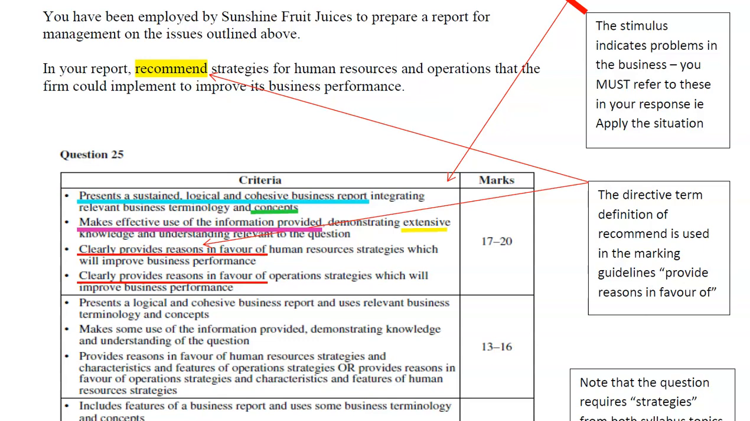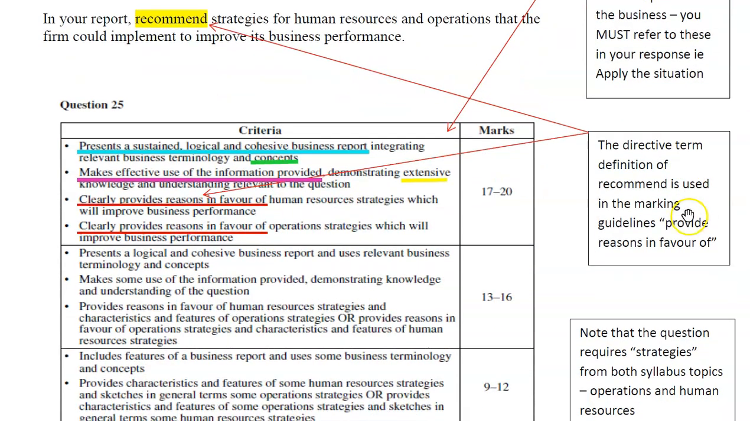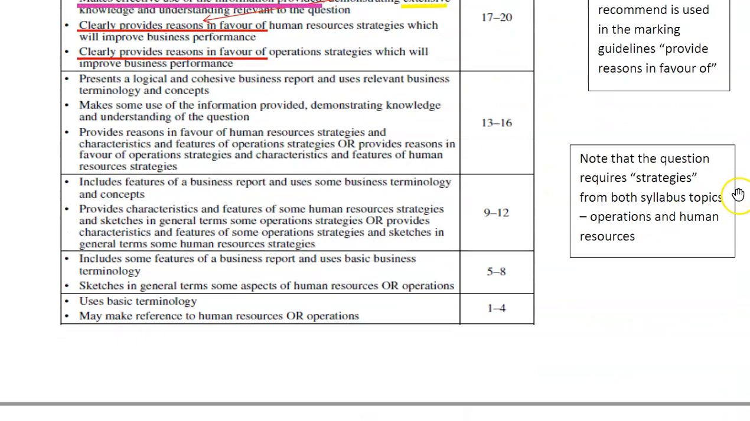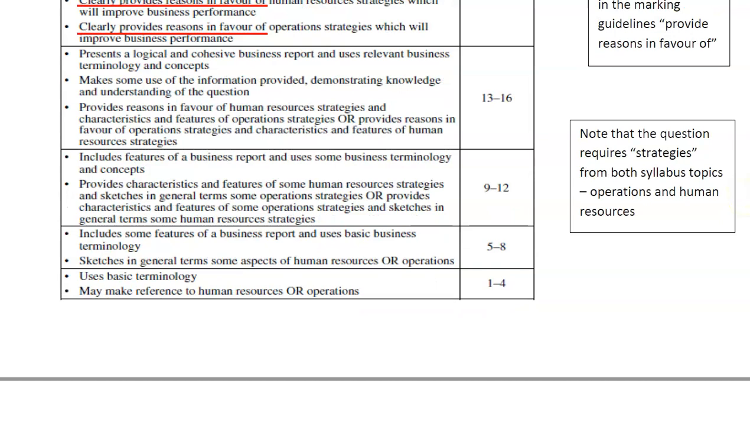So the directive term definition of recommend is used in the marking guidelines to provide reasons in favour of, and that's important that students can understand that. It's important to note that the question requires strategies from both syllabus topics. So there's 4 topics in business studies and 2 of them are operations and human resources. And so they need to know what those syllabus dot points are that are contained underneath each of those strategies.